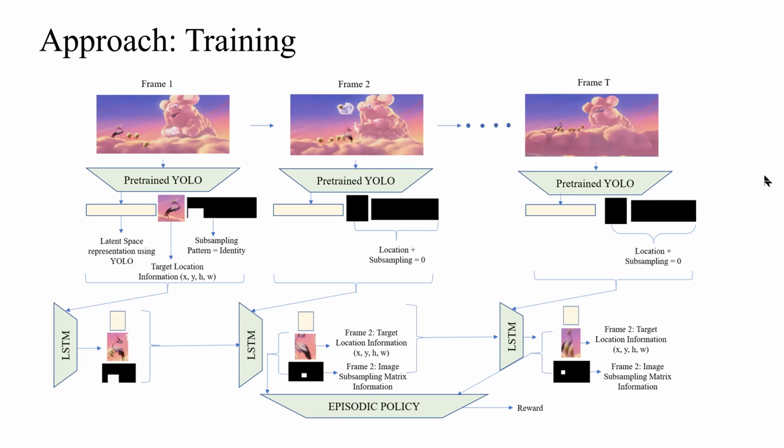And finally, the LSTM gets trained based on an episodic policy framework, where the reward function is a function of the ground truth bounding box and the predicted bounding box, plus the ground truth subsampling pattern and the predicted subsampling pattern.